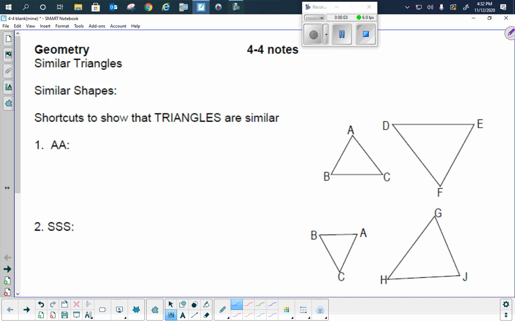All right, for 4-4 notes, let's first do a little review. So remember, similar shapes, up here at the top. Similar shapes must have, maybe you're trying to remember, it should have two things. So one, corresponding angles that are congruent.